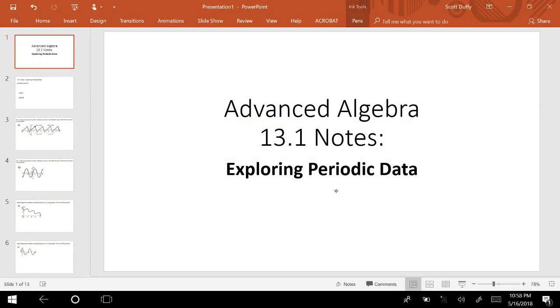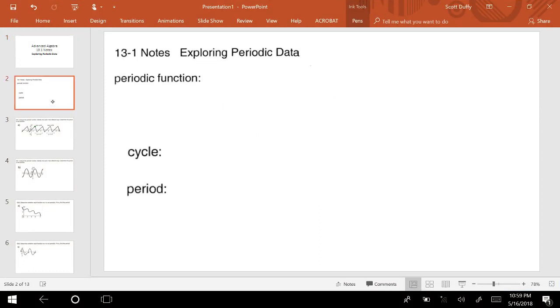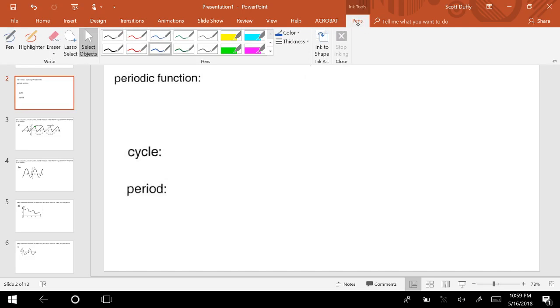Today we're exploring periodic data by looking at periodic functions. Now, a periodic function is a function that repeats a pattern of y values at a regular interval.